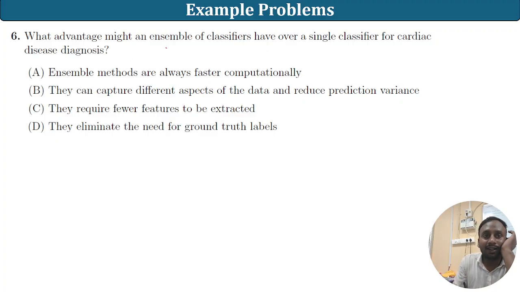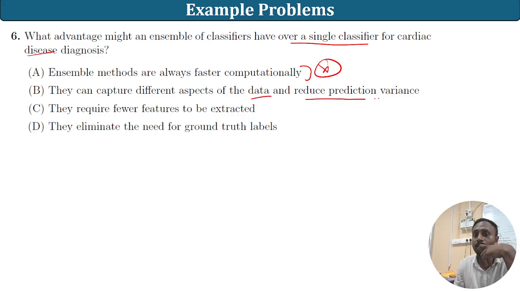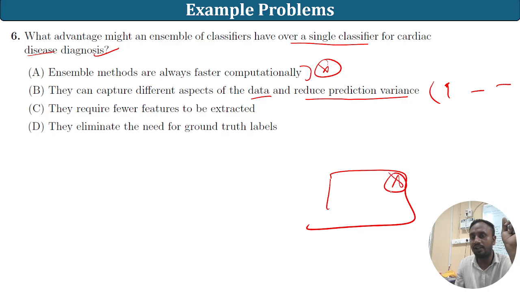What is the advantage an ensemble classifier might have over a single classifier for cardiac disease detection? Ensemble methods are always faster comparatively? This is not always possible. They can capture different aspects of the data and reduce the prediction variance. Because in simple learning, they will take one batch, second batch, third batch. For the CT image analysis, this is diagnosis, so we can't take the full X-ray. We have to take wherever the problem is. So it means reduce the prediction variance, so this is going to correct.